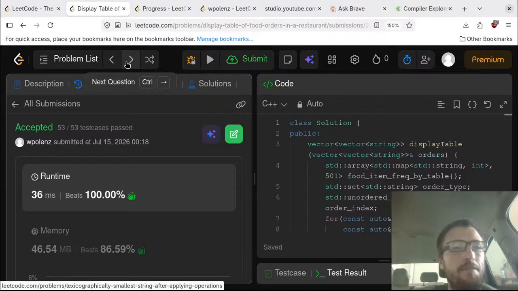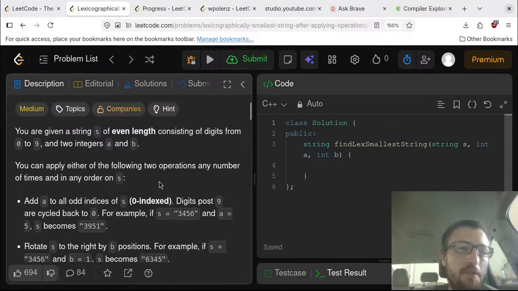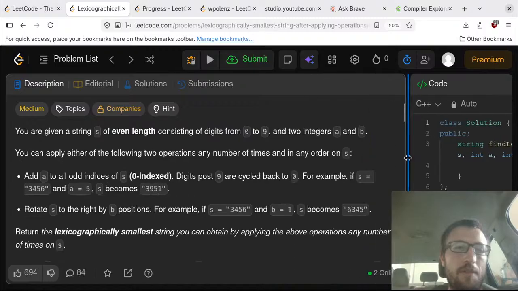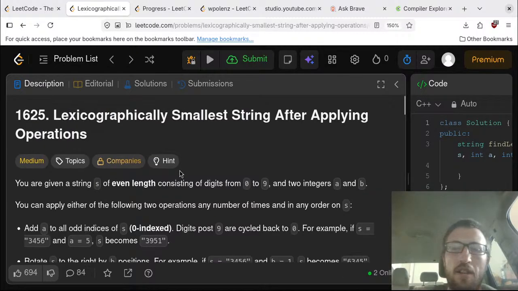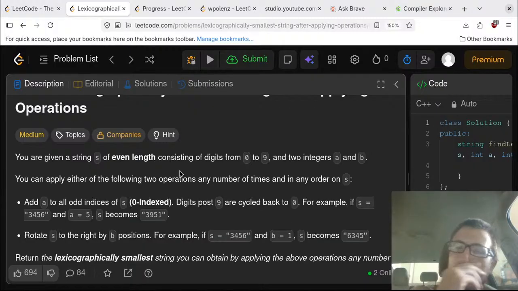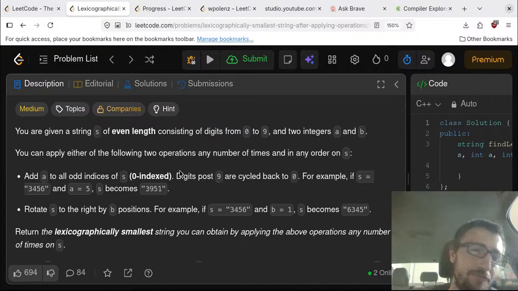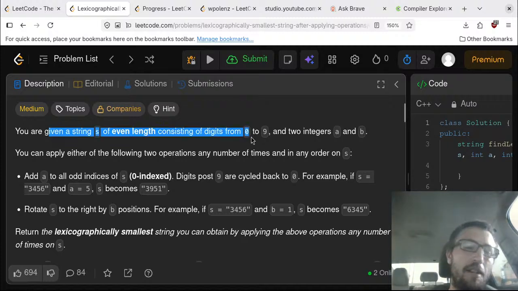Okay, let's try it. So you are given a string S of even length consisting of digits from 0 to 9 and two integers A and B. You can apply either of the following two operations any number of times and in any order on S. Add A to all odd indices of S, 0 indexed. Okay, so you start with an even length string of digits 0 to 9, and two integers A and B.